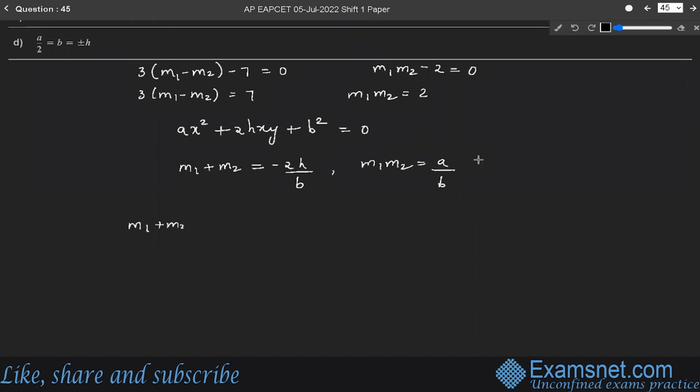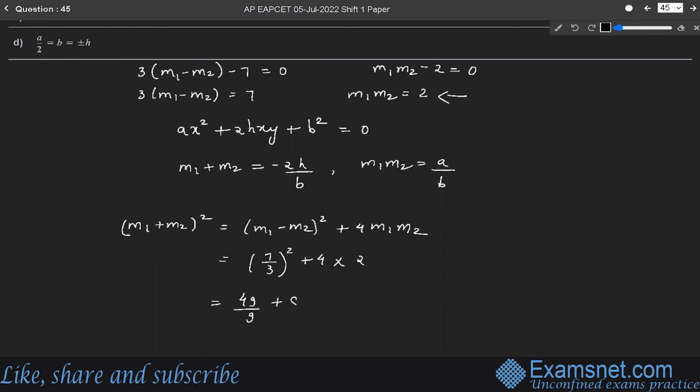m1 plus m2 whole square will be equal to m1 minus m2 whole square plus 4 m1 into m2. We know the value for m1 minus m2; it will be 7 upon 3. So substituting the values here, it will be 7 upon 3 whole square plus 4 into m1 into m2. We know that m1 into m2 is 2. So it will be 4 into 2, which gives 49 upon 9 plus 8.